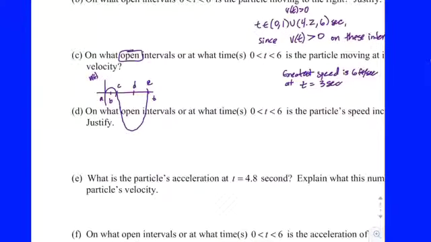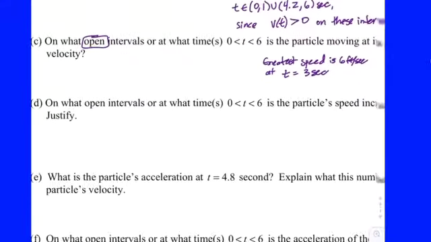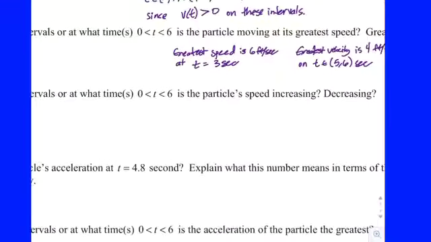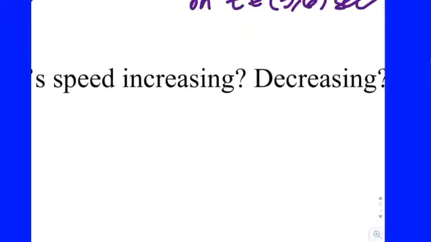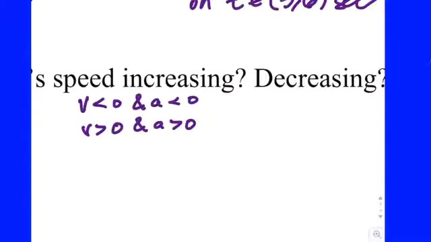Sweet. So there's a free one, we'll say, on the AP exam. On what open intervals from 0 to 6 is the particle's speed increasing? And then decreasing. So speed is increasing when velocity is less than 0 and acceleration is less than 0, or when velocity is greater than 0 and acceleration is greater than 0. So velocities are the y values. So what are the accelerations? The slopes. So here's another way to do it. For the slopes to be negative, you could say v is less than 0 and decreasing, or velocity is positive and increasing. And that's another way to justify it.